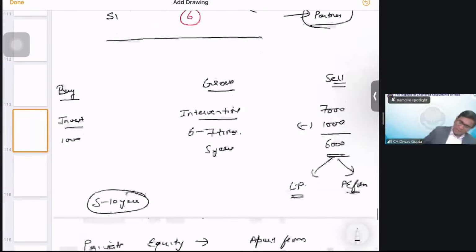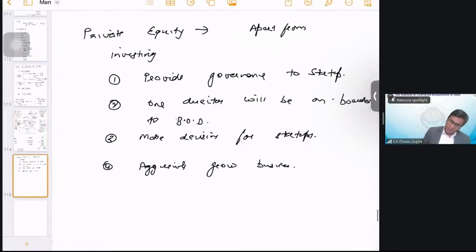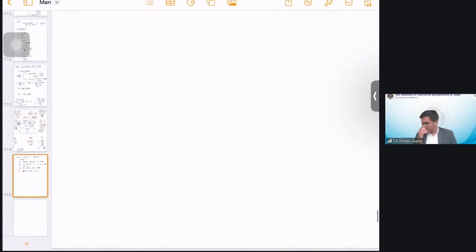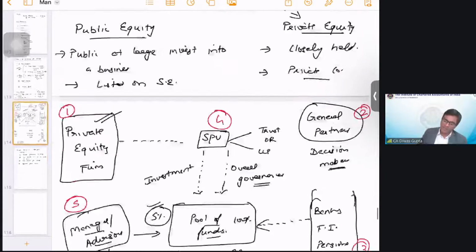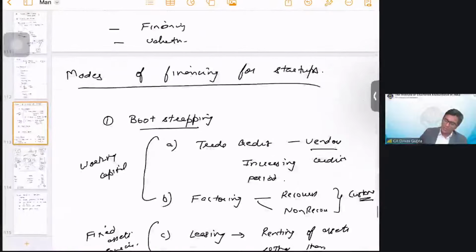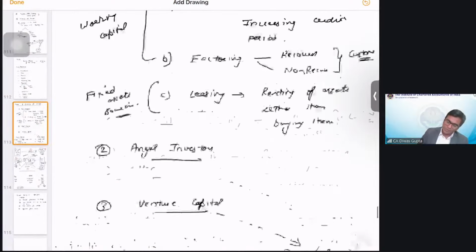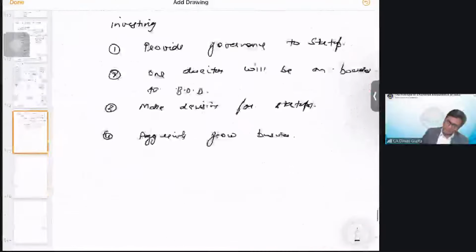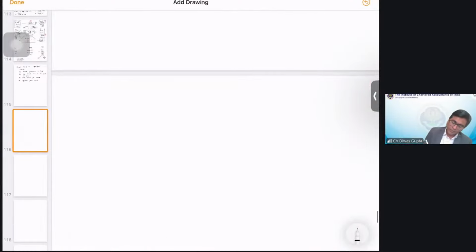Okay. Now, next one comes the domestic structure. Now, this is a VC structure, right? So the modes of financing are over till here. This one is over. Now, let's come to the VC structure. Sorry, the domestic structure.